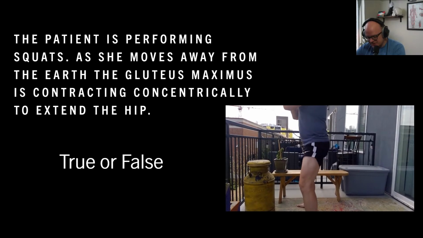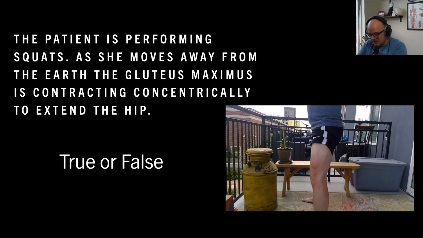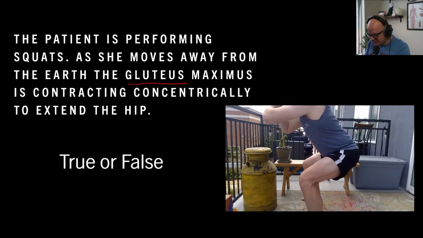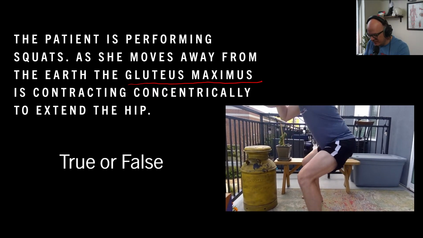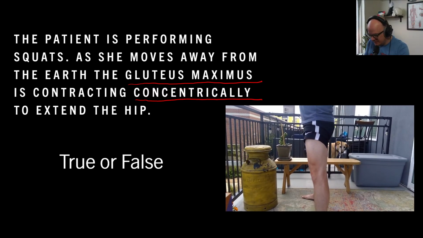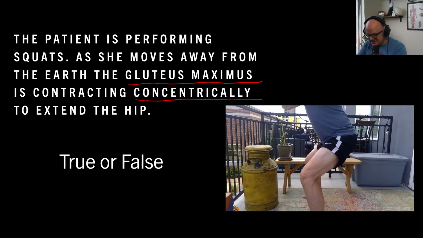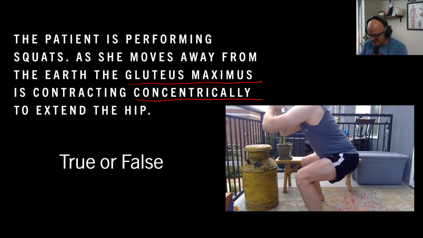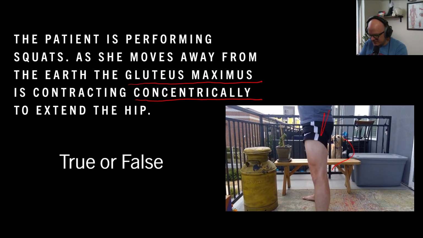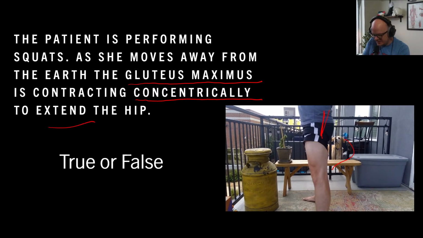The glute max is contracting concentrically. Okay, well, we've established the glute max is involved in a squat, so that's true. We're moving away from the earth concentrically. All right, I'm loving what I'm seeing here. This could be true, to extend the hip. So here I am at the bottom. Now at the top, I'm extended as I move away from the earth. That's then true. No burden of proof on anybody. I mean, I kind of just proved it there, but we all should be saying true on that one. All right, to the next one.